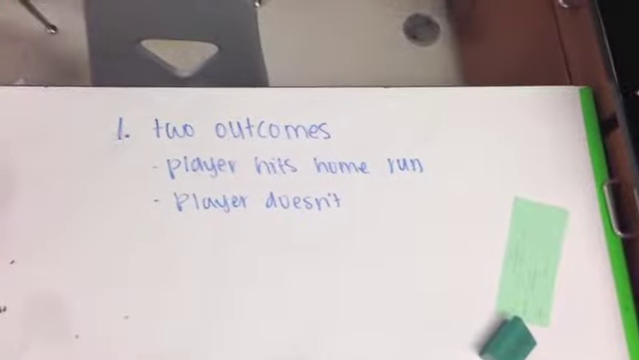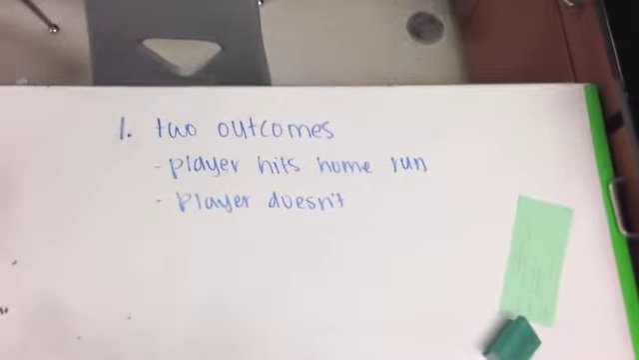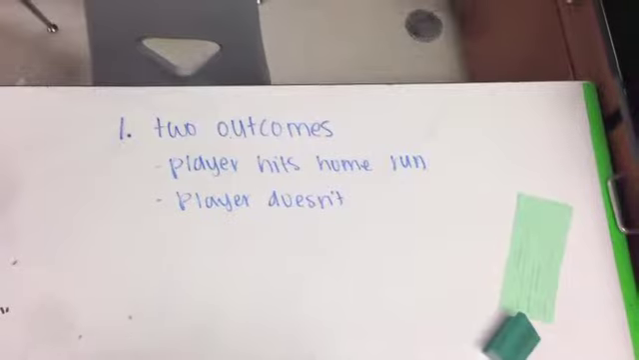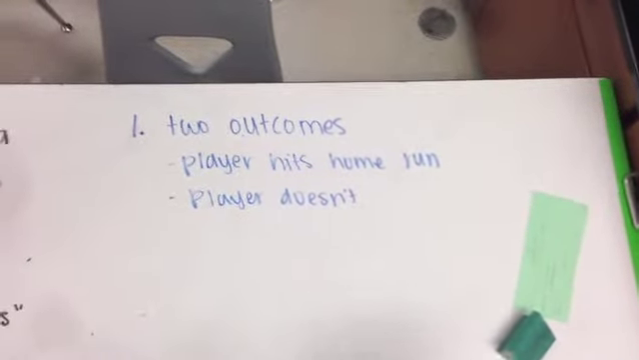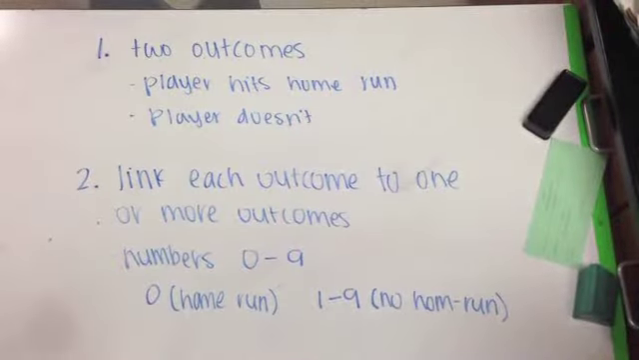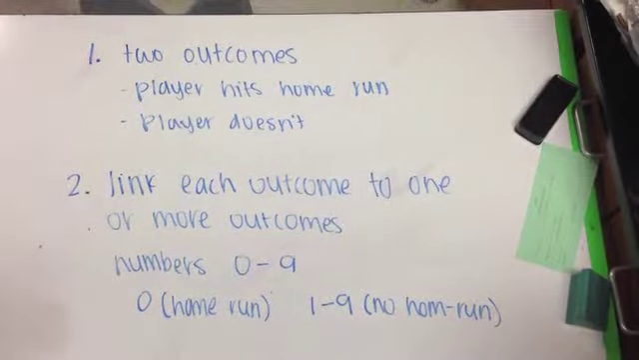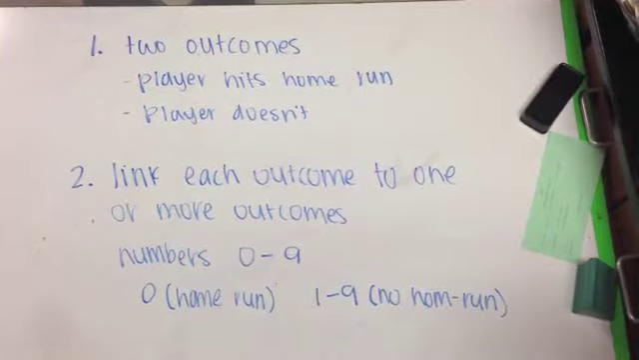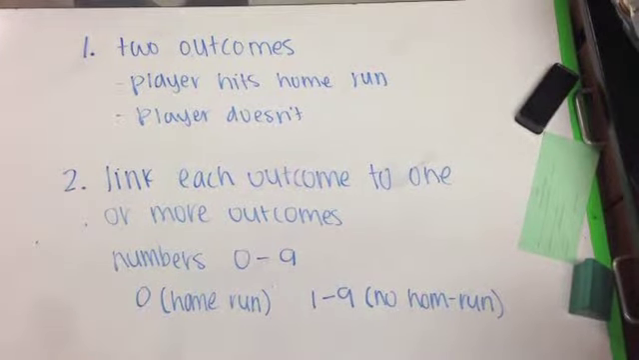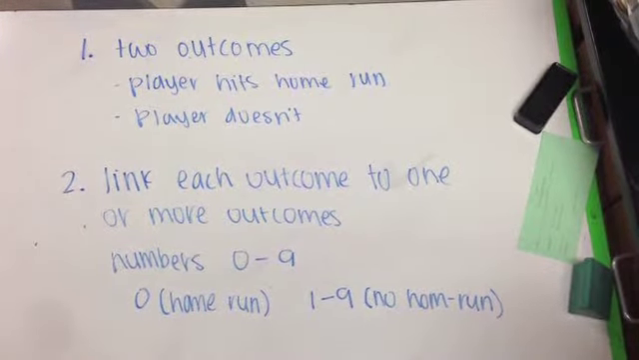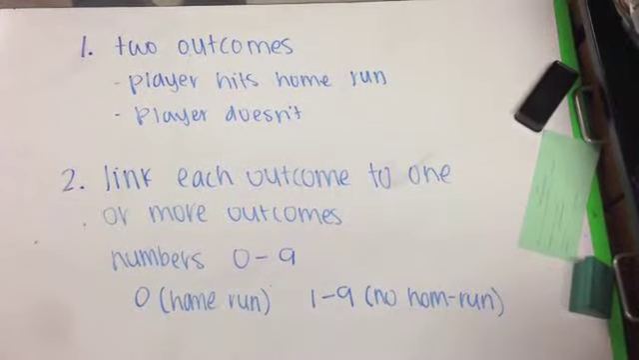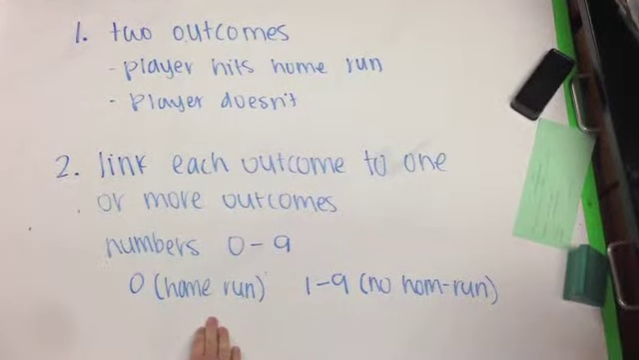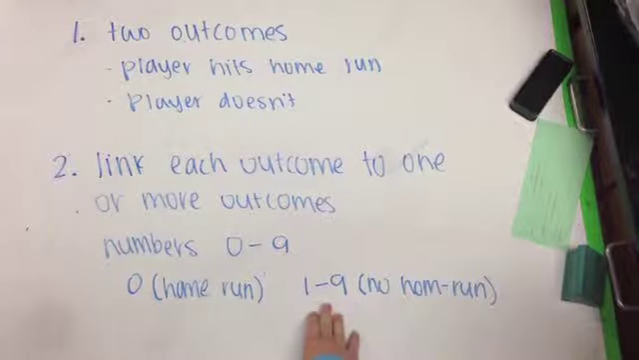To start out for step 1, you want to describe the possible outcomes. For this problem, there are 2 outcomes. The player either hits a home run or he doesn't. So step 2, you want to link each outcome to one or more random numbers. Since the player hits a home run in 10% of his at-bats, 10% of the random numbers should represent a home run. For this problem, let's just say that 0 represents a home run and the numbers 1 to 9 represent no home run.